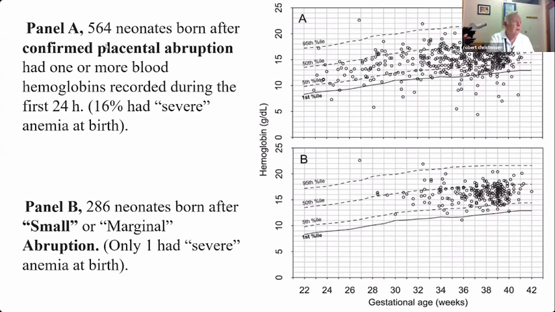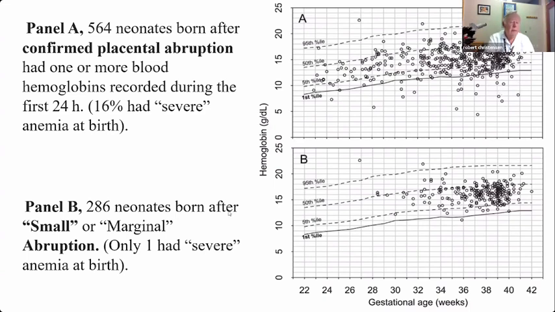The upper panel is 564 neonates born after a confirmed placental abruption, confirmed by the obstetrician or the pathologist or both, who had one or more hemoglobins recorded during the first 24 hours after birth. Notice that several of them fall down here below the first percentile line, with hardly any above the 95th percentile line. It looks like the whole thing is just pulled down a little bit. If you look below the 5th percentile line, about 25% of all the babies are below the 5th percentile.